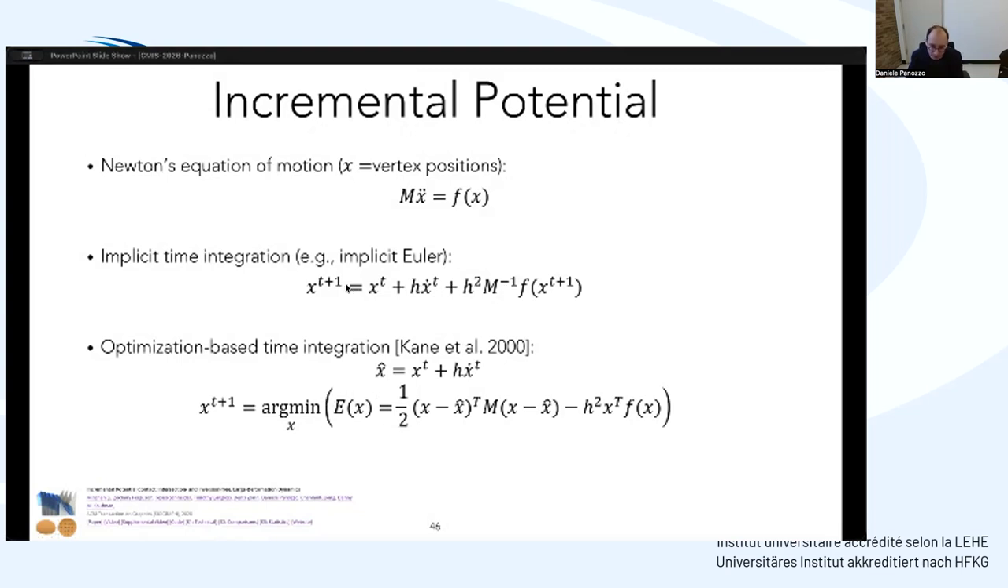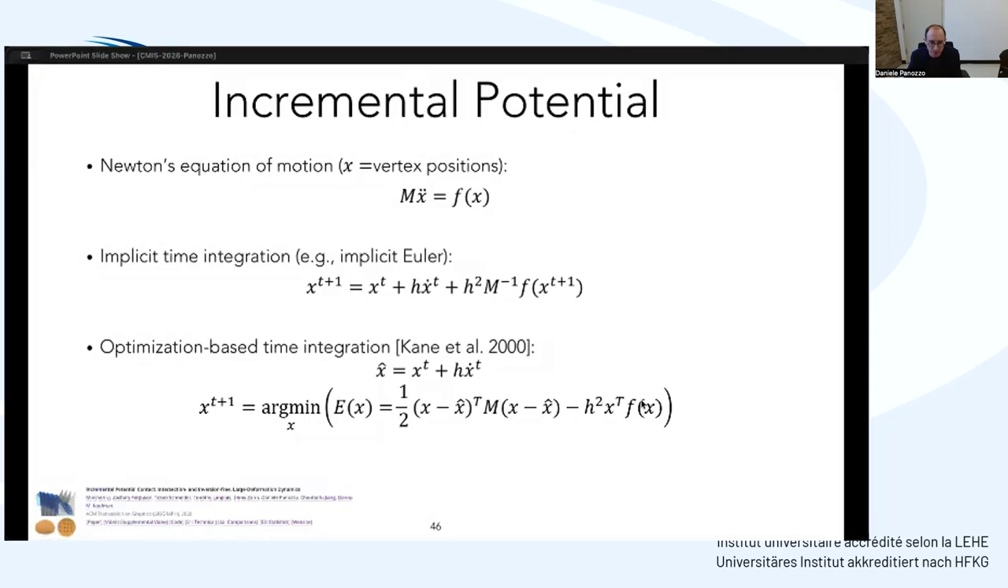And so at a first look, this might seem similar, but there are big advantages in going for this second approach. The advantage is that this is now an unconstrained minimization. And in this paper, it is called the incremental potential. So that's why we call this method incremental potential contact.